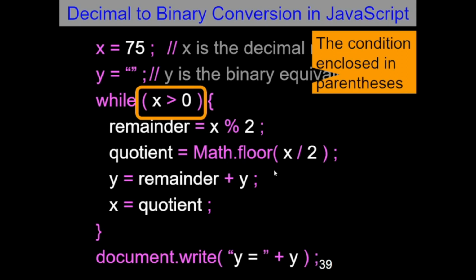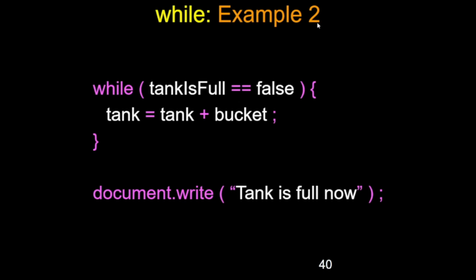In the next slide we are going to see some examples. Here is example 2, a small and very easy example: while tankIsFull equals false. This is a boolean condition. tankIsFull is a boolean variable, and if it is equal to false, that means double equals, then only execute this statement. Otherwise, if tankIsFull equals true, then don't execute this statement.